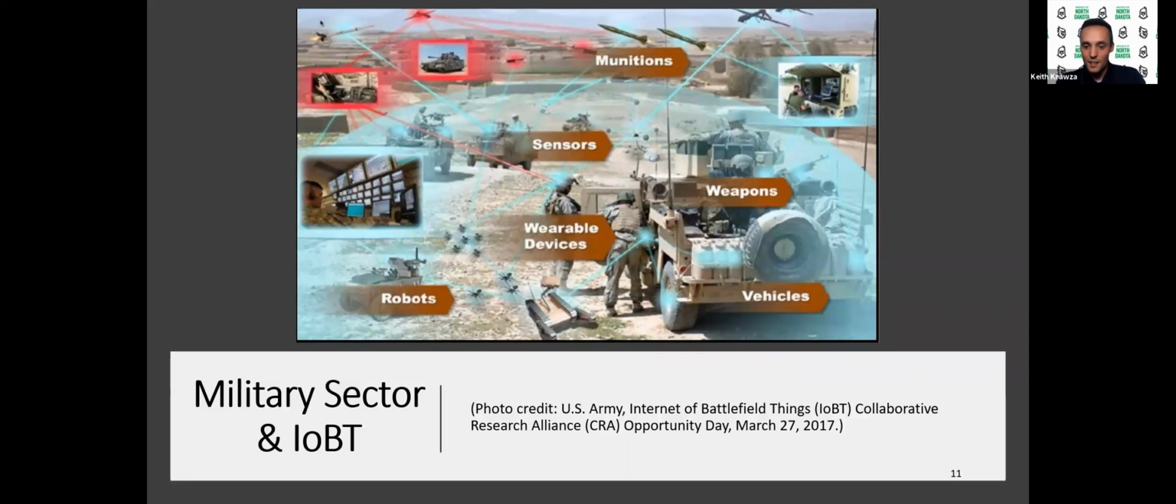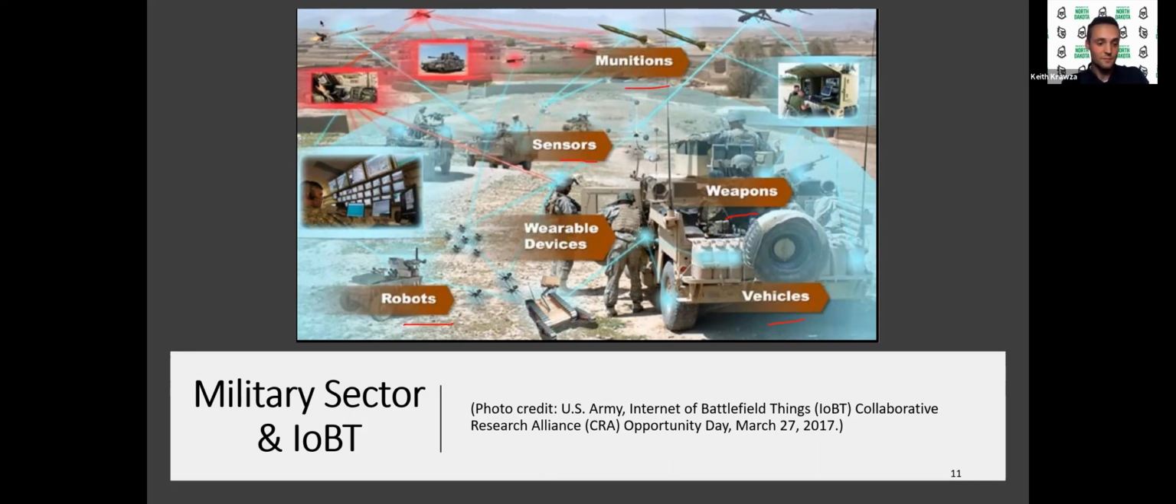Next slide. So the military sector and the Internet of Battlefield Things. What is known as the Internet of Things, or IoT, in the civilian sector is being coined as the Internet of Battlefield Things, IoBT, in military networks. And militaries have a distinct advantage if they can connect their warfighters and warfighting functions in these networks and leverage edge computing. The picture in this slide is just a great visual of a modern connected battle space. You can see munitions, sensors, wearable devices, robots, weapons, vehicles, the list goes on.